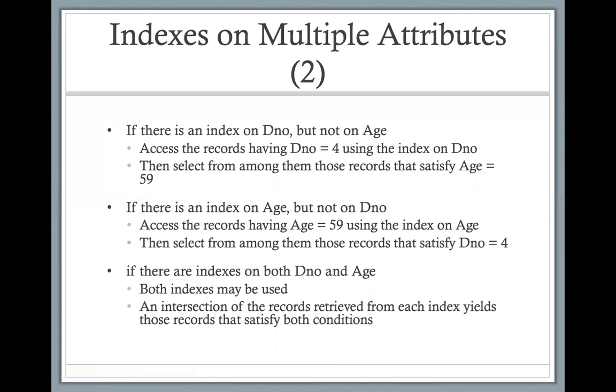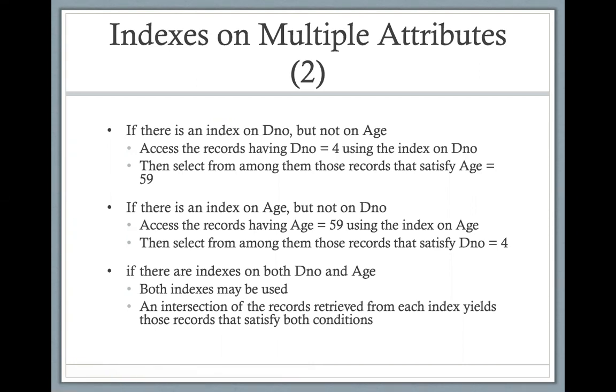Let's see the other extreme. What if I have an index on age but not on department number? What would I do in this case? I would get the employees whose age is equal to 59, using the index on age. That would give me all the employees whose age is equal to 59. These would be in multiple departments, of course. And out of them, in main memory, as I'm transferring the blocks that satisfy age equal to 59, I filter out anybody that is not in department 4. That would give me the answer to my query: all the employees which are in department number 4 and have an age of 59.